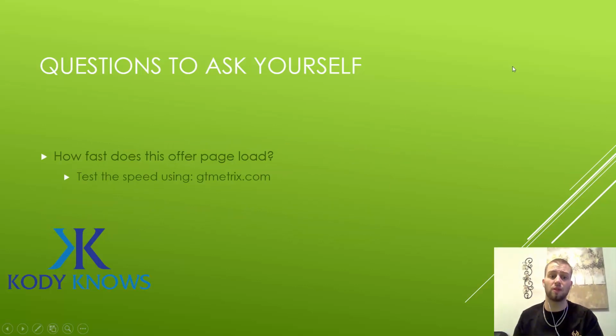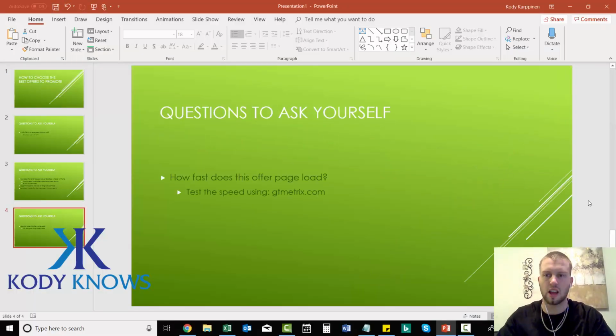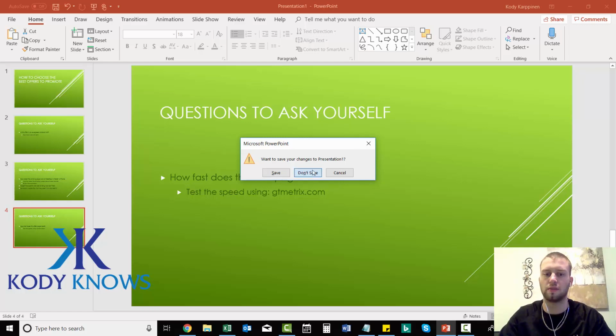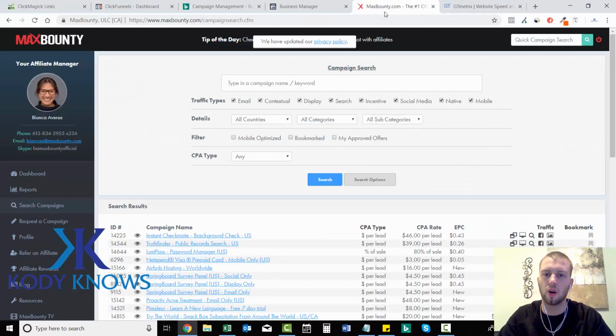Another question to ask yourself is, how fast does this offer page load? This is something I've learned in the past after buying all these training courses. You can actually test the speed of the offer page by using gtmetrix.com, and I'll go over an example of that. You just give them your offer page URL, and it runs a whole scan on your website, and it ranks your load speed from A to F. So with that said, let's hop into MaxBounty.